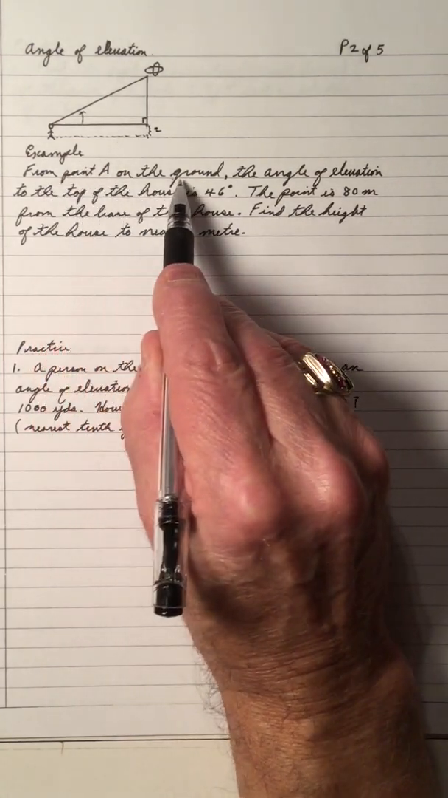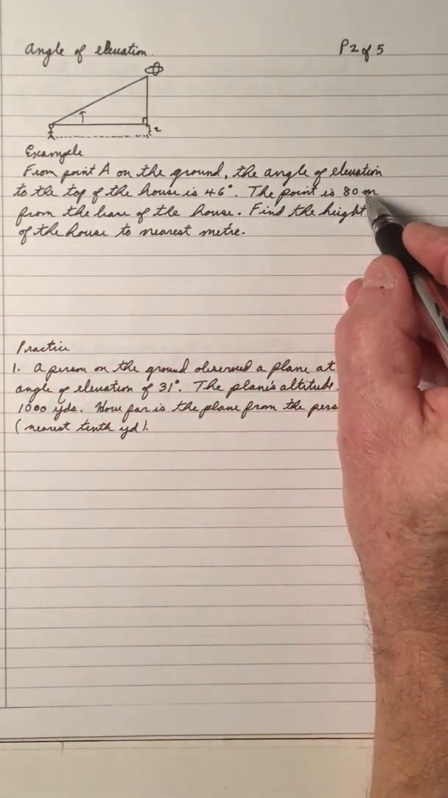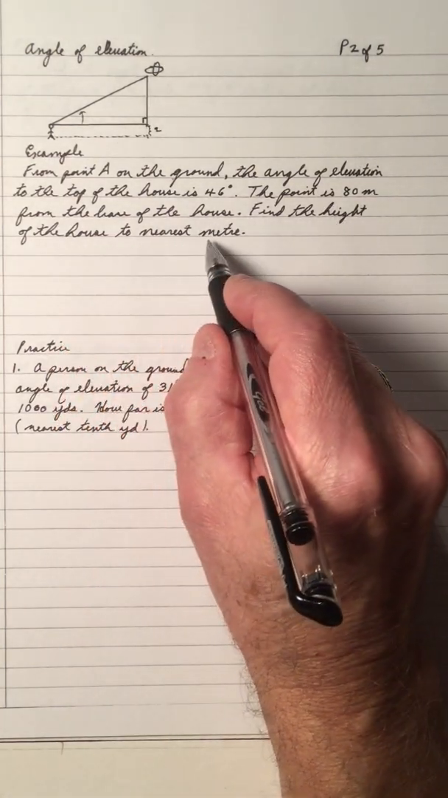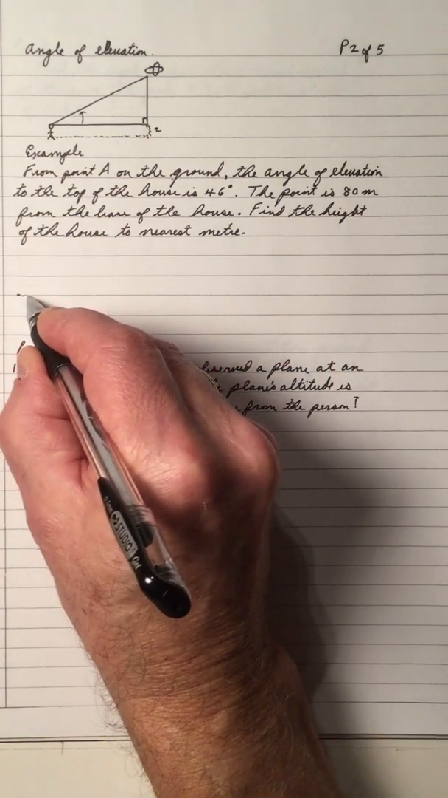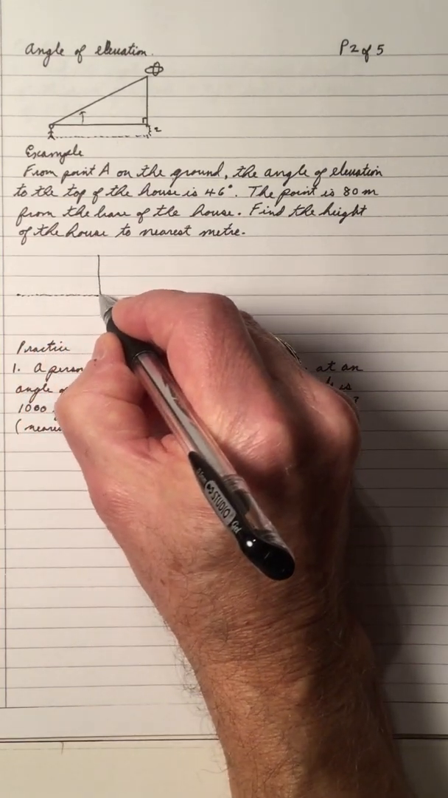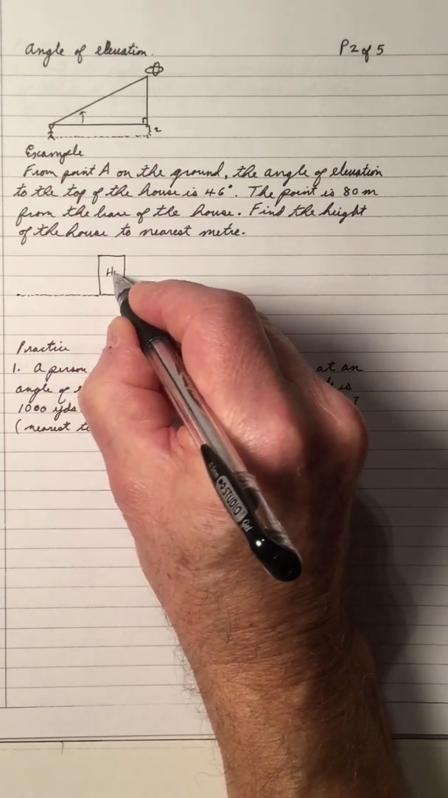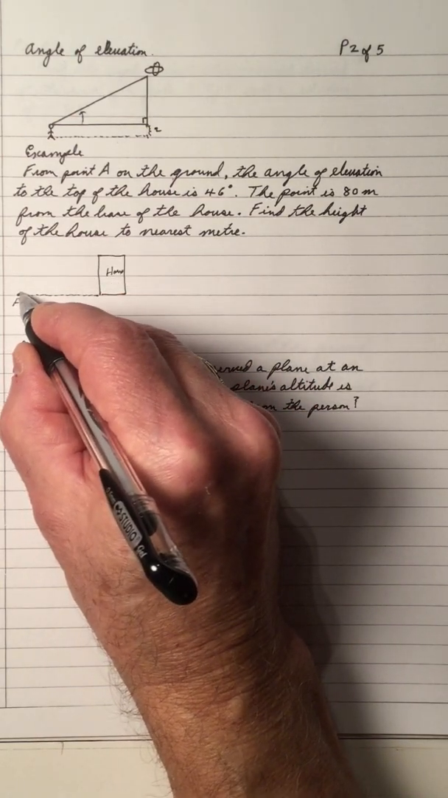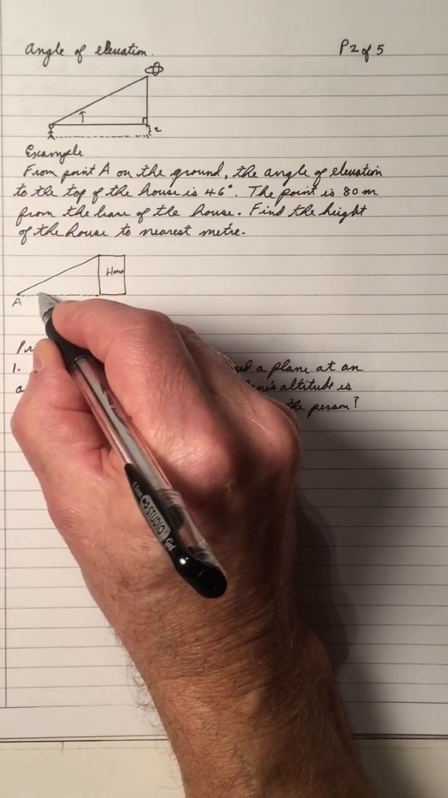From a point A on the ground, the angle of elevation to the top of the house is 46 degrees. The point is 80 meters from the base of the house. Find the height of the house to the nearest meter. Well, let's draw a diagram. There's a point on the ground. Pretend that that's the ground, and pretend that we have a house that's perpendicular to the ground. So that's the house. And there's the point A that's on the ground. So the angle of elevation to the top of the house is this angle right here.